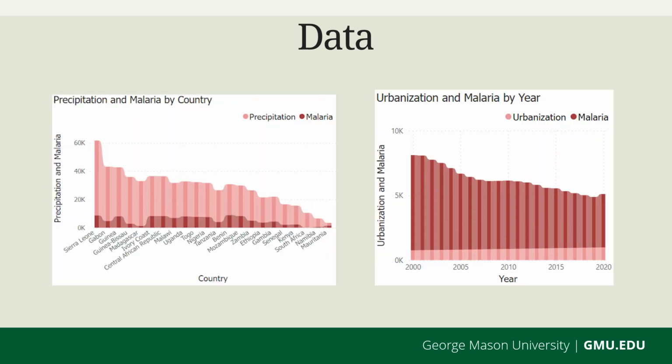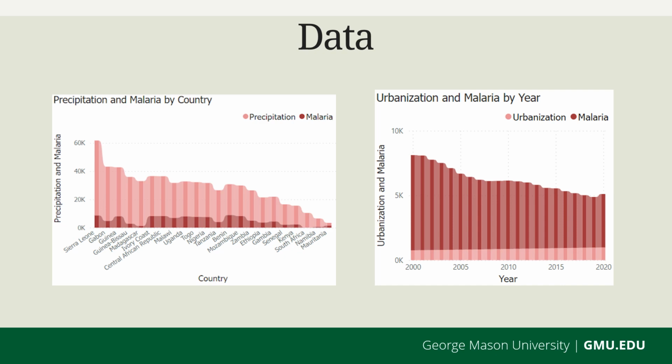The visual representation of precipitation versus malaria incident in sub-Saharan Africa highlights a clear correlation between higher precipitation levels and increased malaria cases. This underscores the crucial influence of meteorological patterns, particularly precipitation, on malaria prevalence in the region.